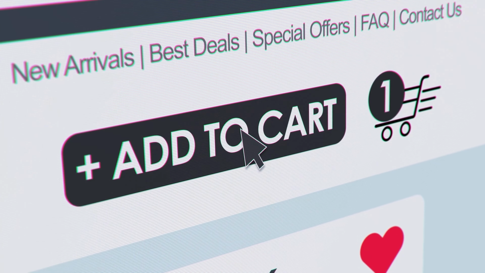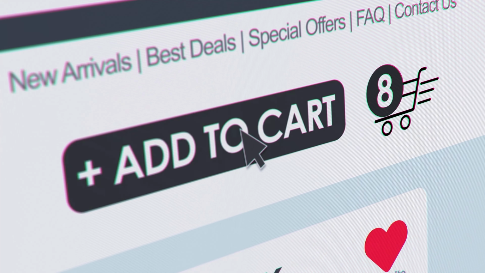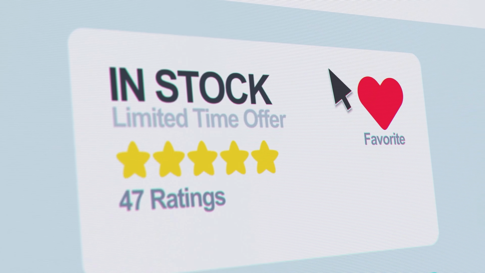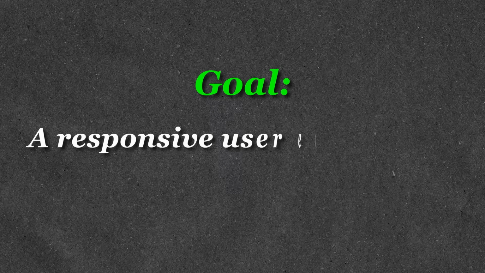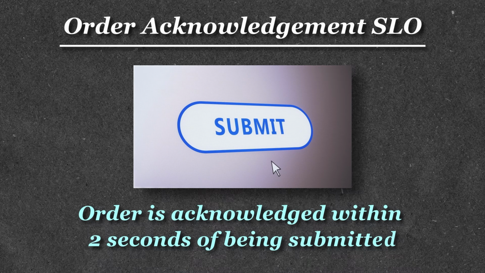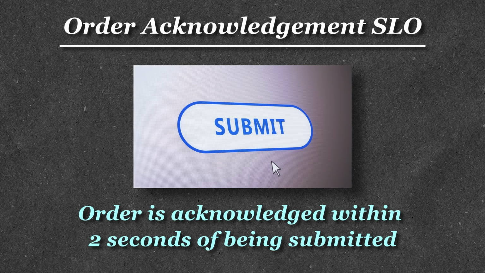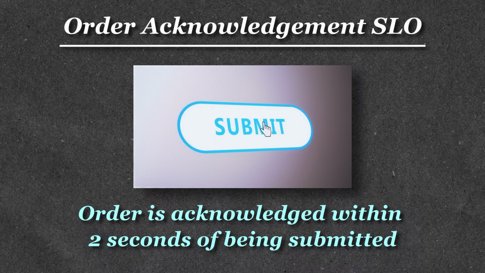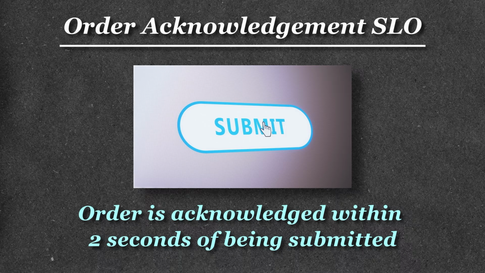One of the easiest ways we can build trust in the entire process is to acknowledge every new order in a timely fashion. So let's say that our goal is a responsive user experience. With this in mind, let's create an order acknowledgement SLO to help all service owners have a conversation about their expectations up front. In this example, we decide to acknowledge new orders within 2 seconds.